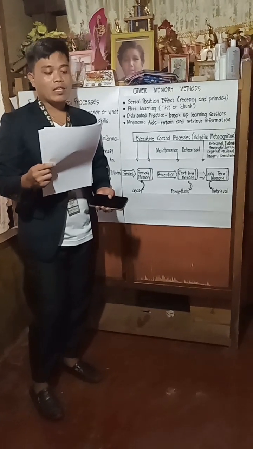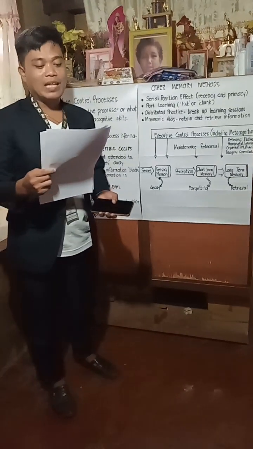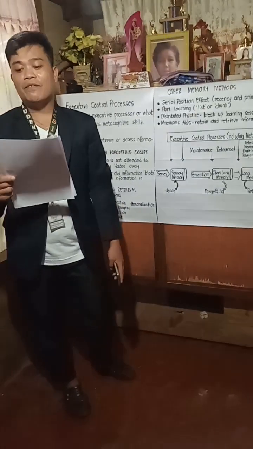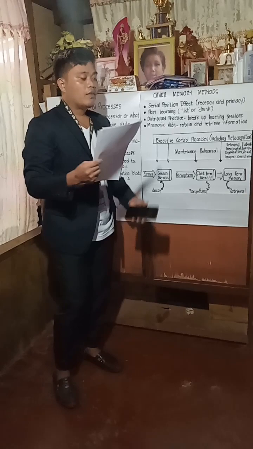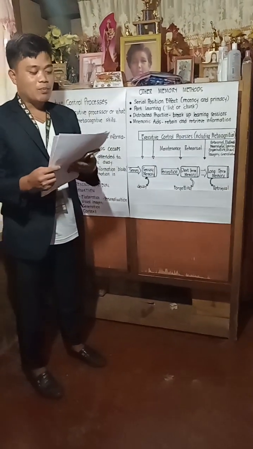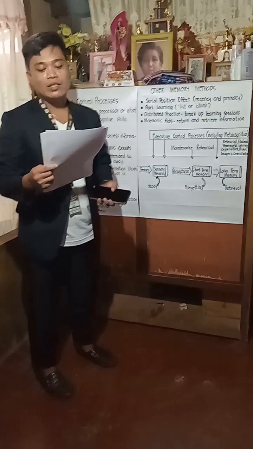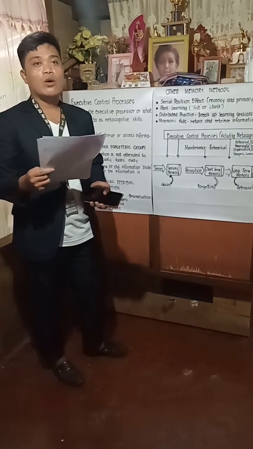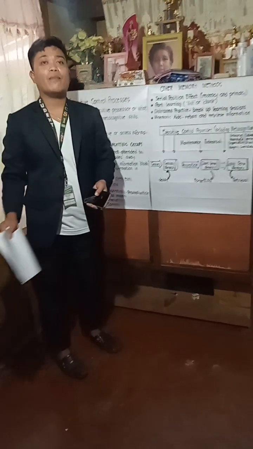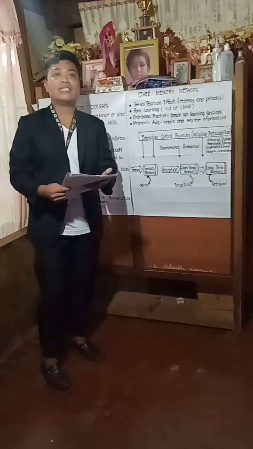Number two is part learning, which is breaking up the list or chunking information to increase memorization. The third is distributed practice. Break up learning sessions rather than cramming all the information in at once, an example of which is mass practice. And the last is mnemonic aids.